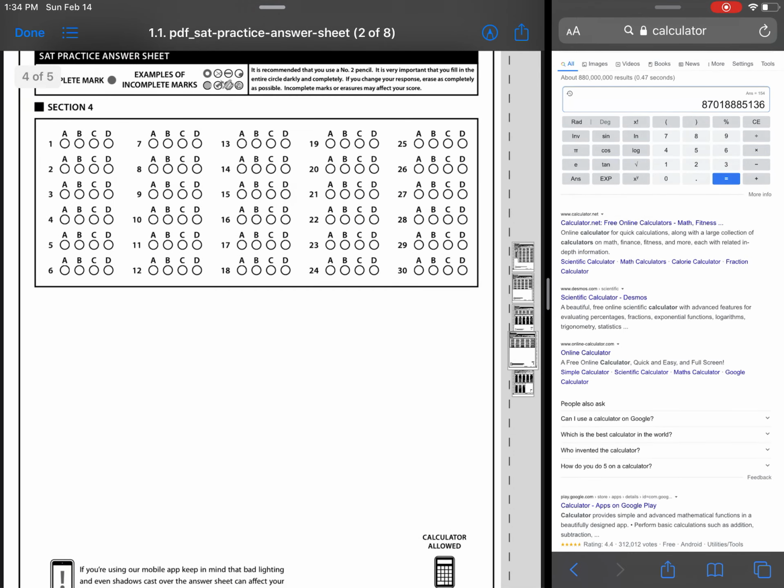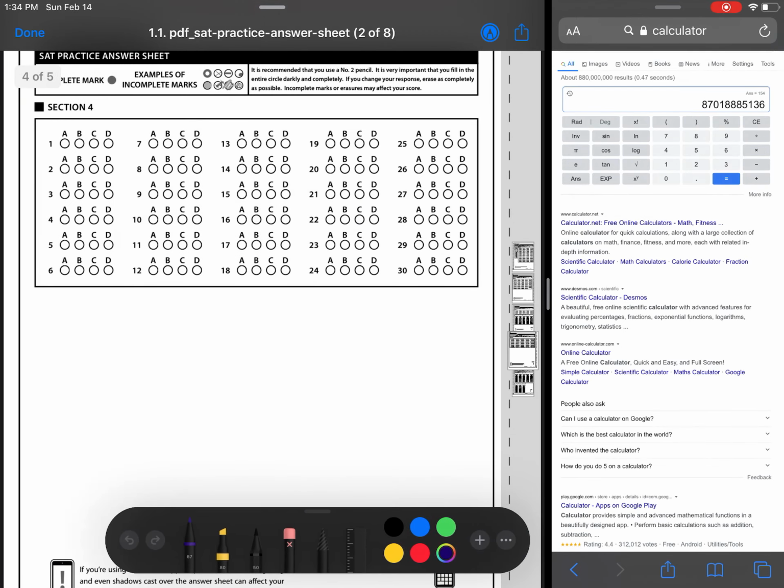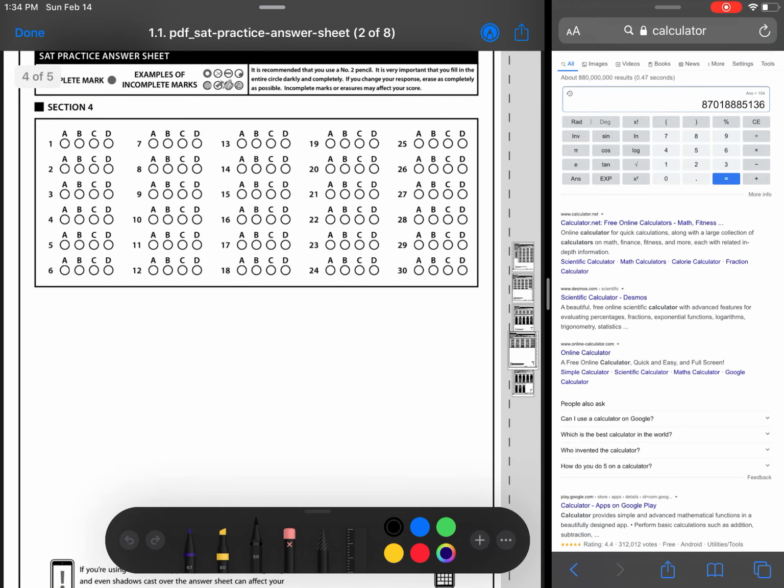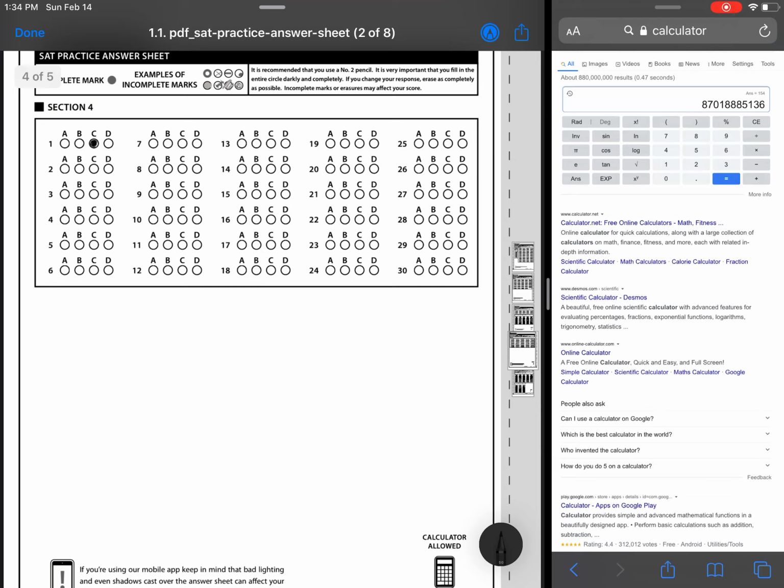Now I'm marking this in, and for that I need my pencil. We're imitating our SAT exam. By the way, I forgot the answer. B or C? What is it? C. Okay, C. Okay, an incomplete mark here, a little bit more.